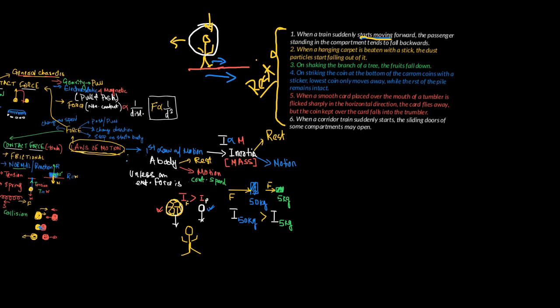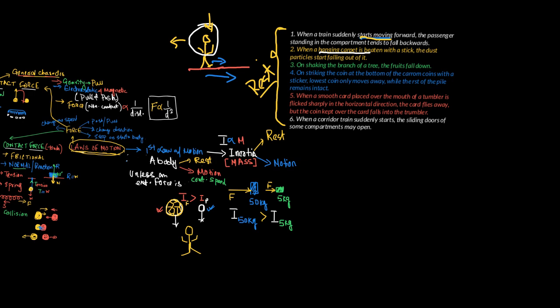When a hanging carpet is beaten with a stick, the dust particles start falling off. The hanging carpet was initially at rest, right? And you started beating with a stick. So what happens? The hanging carpet moved, but the dust particles were still where they were, so they fell off, because there was nothing holding the dust particles. So this is an issue of rest, because the initial position was at rest.